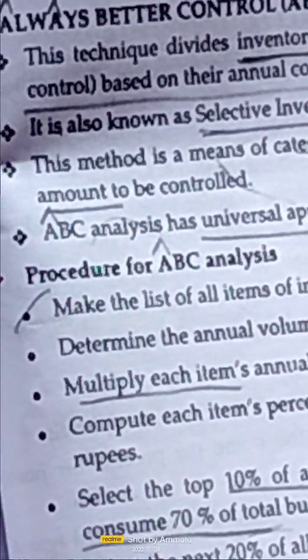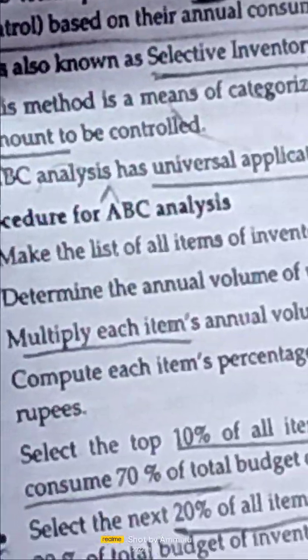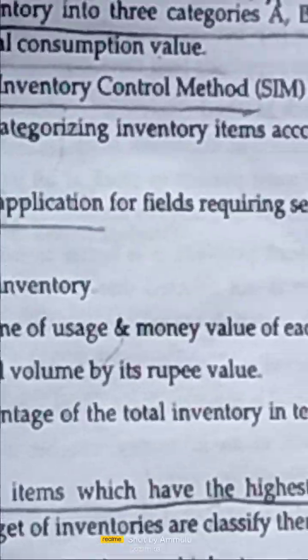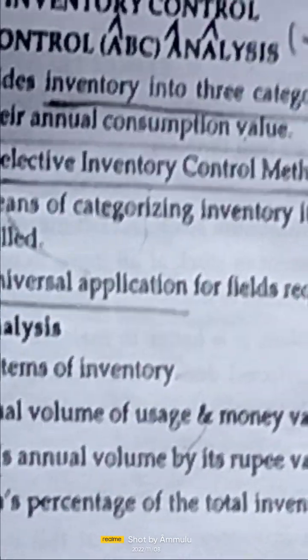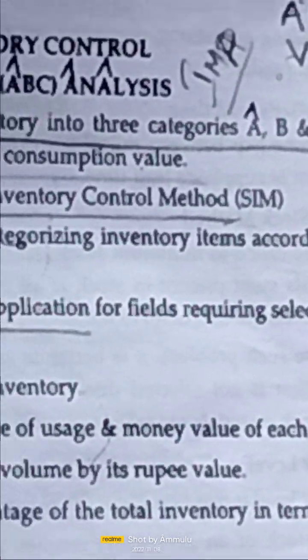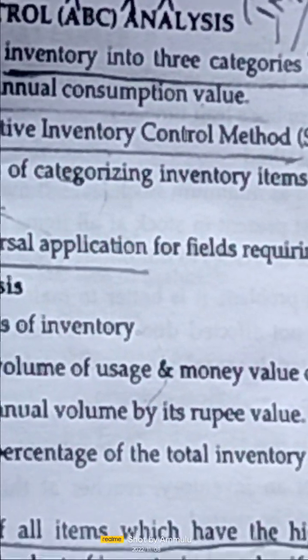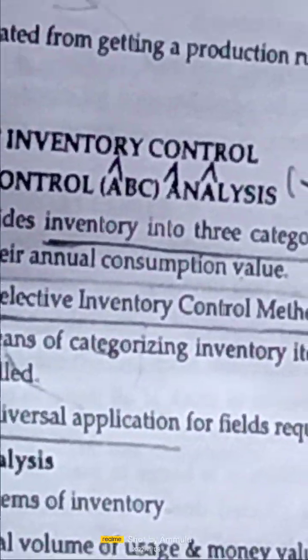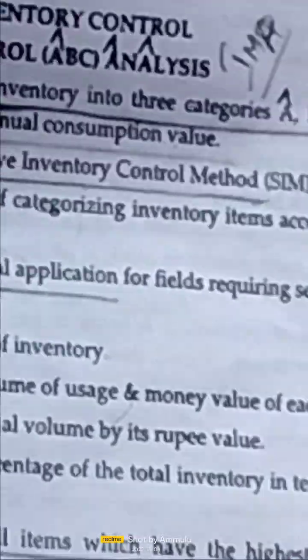And classification of inventory control. We already discussed the types. Now we are going to discuss the classification of inventory control. They are ABC analysis, VED analysis, EOQ analysis. ABC analysis means always better control. VED means vital, essential, desirable analysis. EOQ means economic order quantity method. These are the 3 types of classifications included in inventory control.